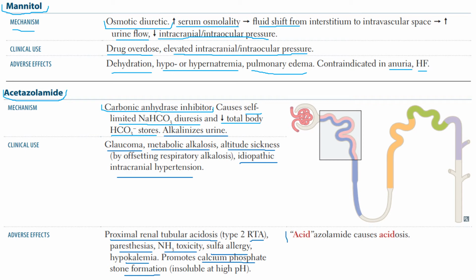This we can remember: acetazolamide can induce acidosis, as aceta we can say acid, zolamide. Acetazolamide, we can also say acid zolamide, acid for acidosis. So acetazolamide can cause acidosis.